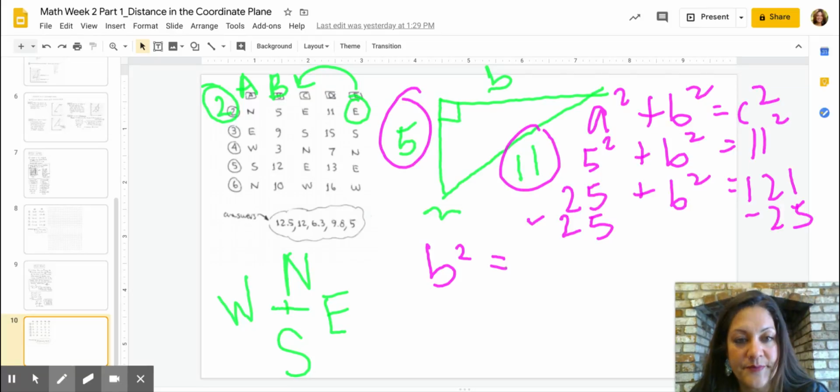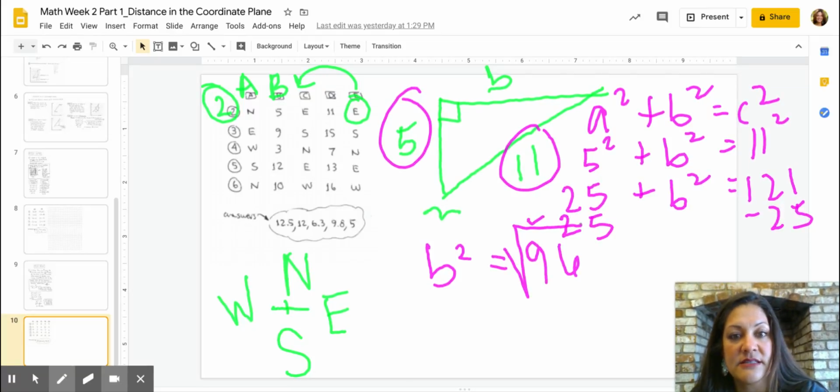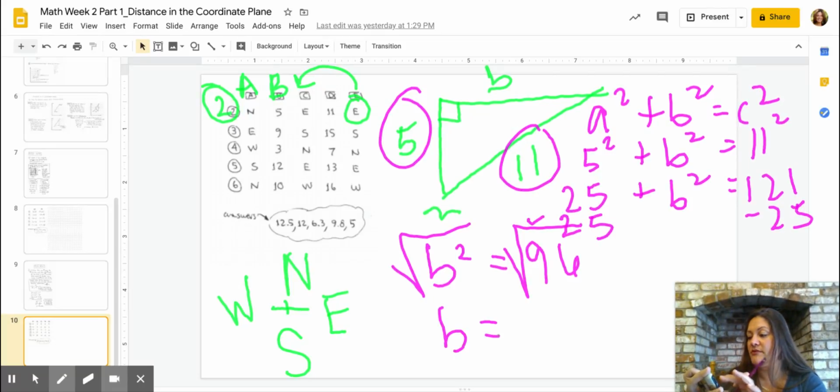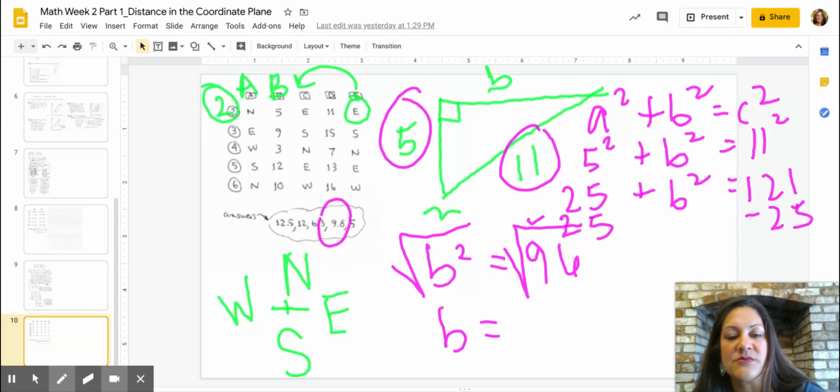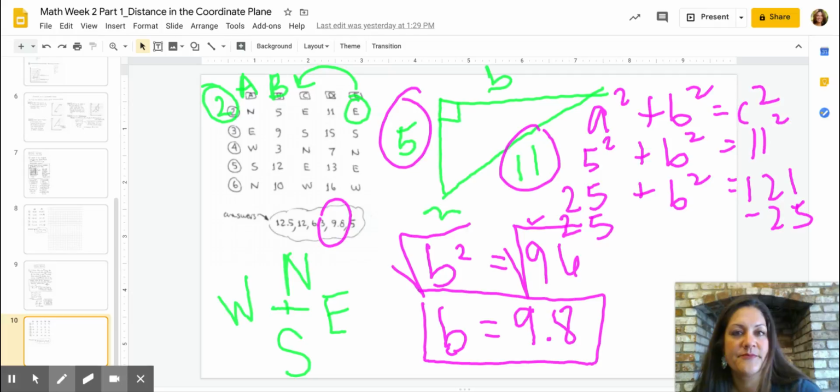Find the square root of both sides. B equals, there's my square root, 9.79. And look at that. It's rounded 9.8. Okay. All right. Pretty fun.